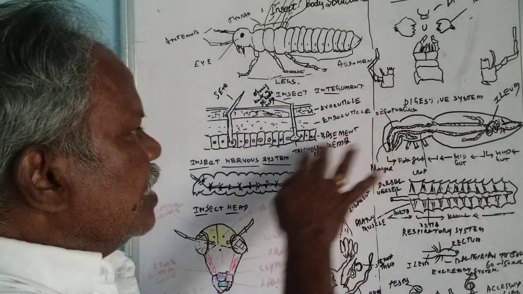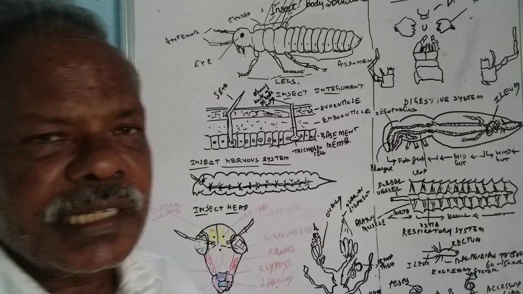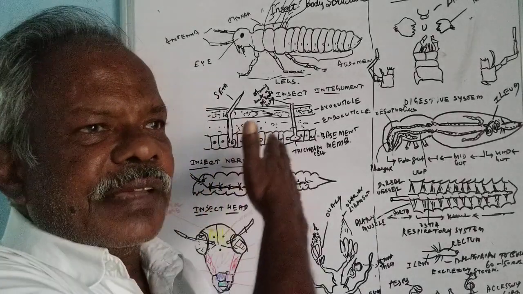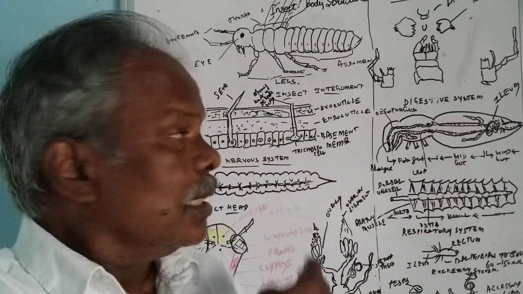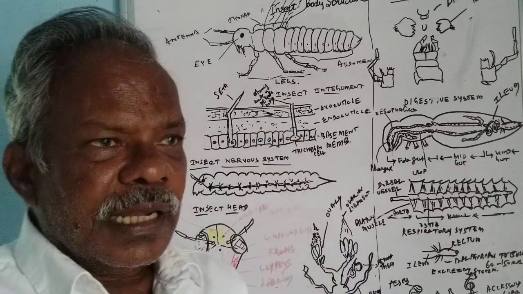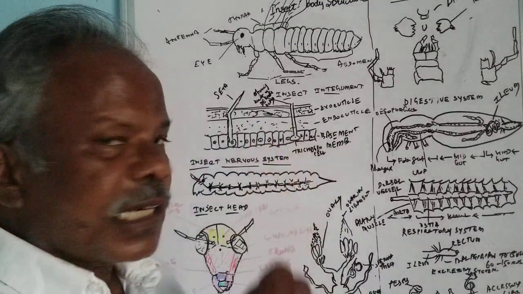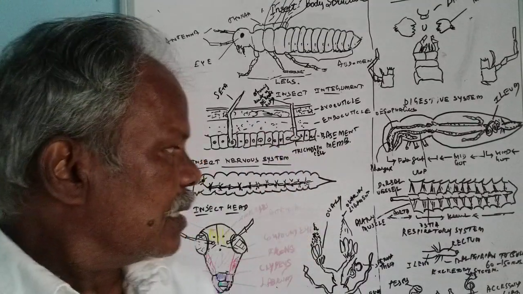So this is with regard to the integument. Integument in human beings is called the skin. In the case of the insect it is called the cuticle and basement membrane. These three things constitute the integument.